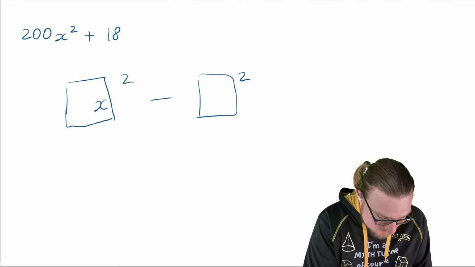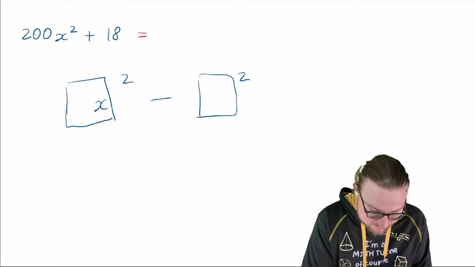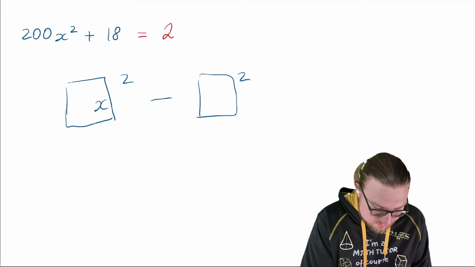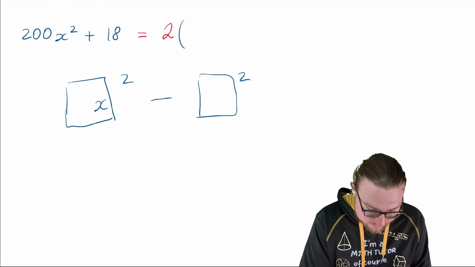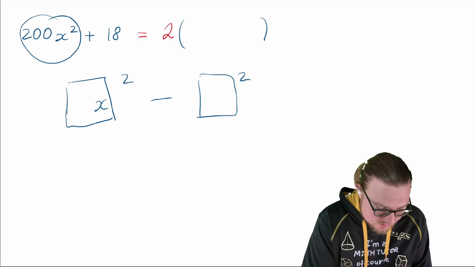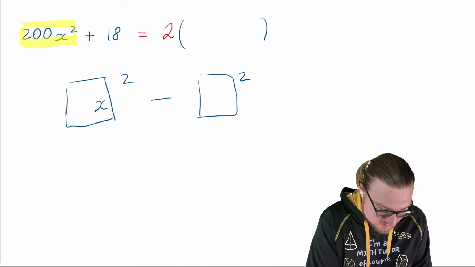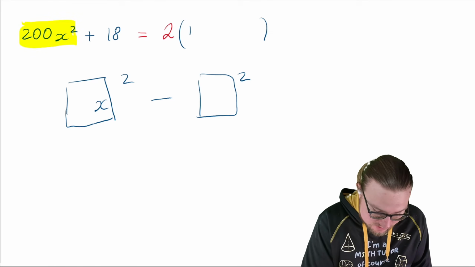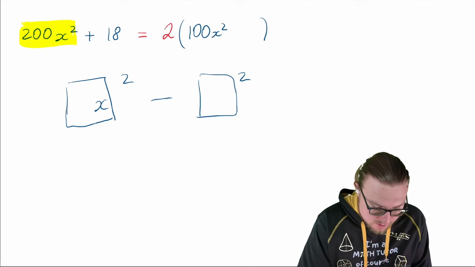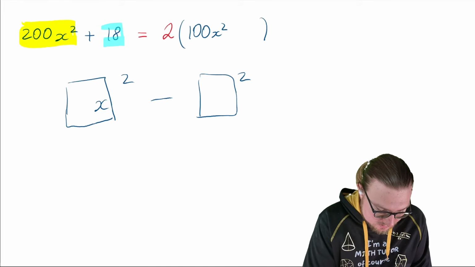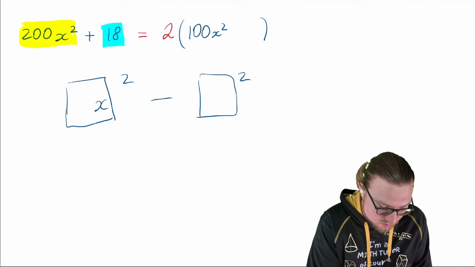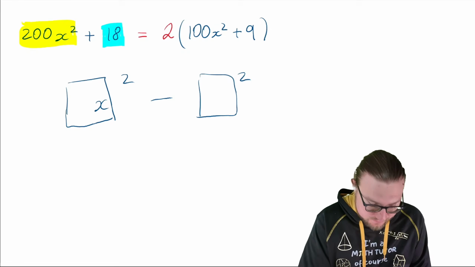So let's have a look here. What common factor do we have? We have 2. We can factor out 2 from both of these. So let's do it off this one first. 200x squared. If we divide it by 2, we're going to get 100x squared. And then we're going to get 18. Well, dividing it by 2 will give us plus 9.